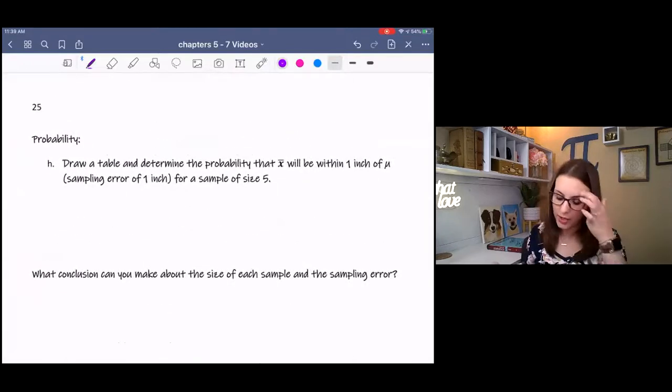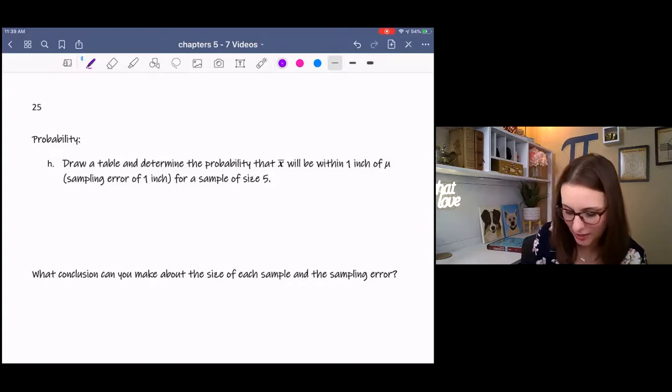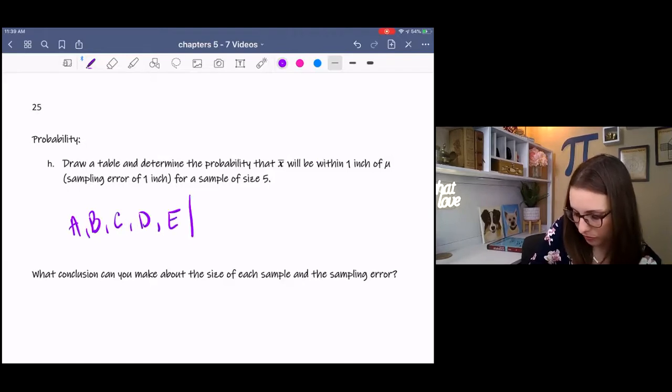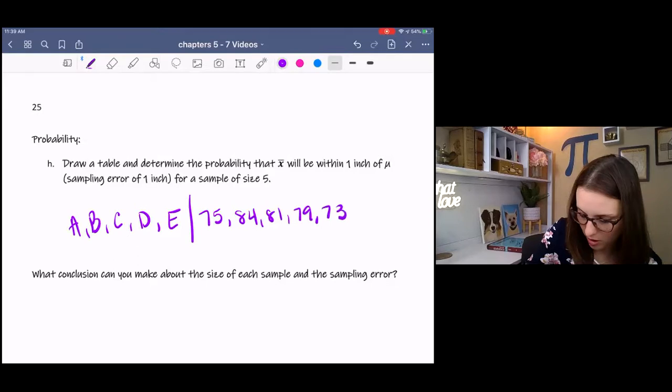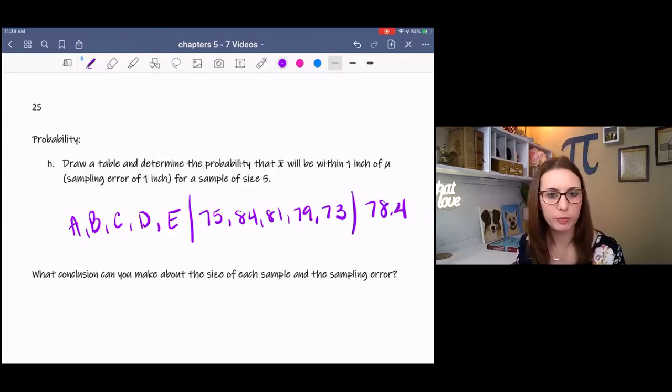Now do a sample size of 5. If you think about that, if our population is size 5, then if we pull a sample of size 5, it's just going to be our population in this case. So it would be A, B, C, D, E. That would be all of our heights. And when we find the mean of that, we get 78.4.